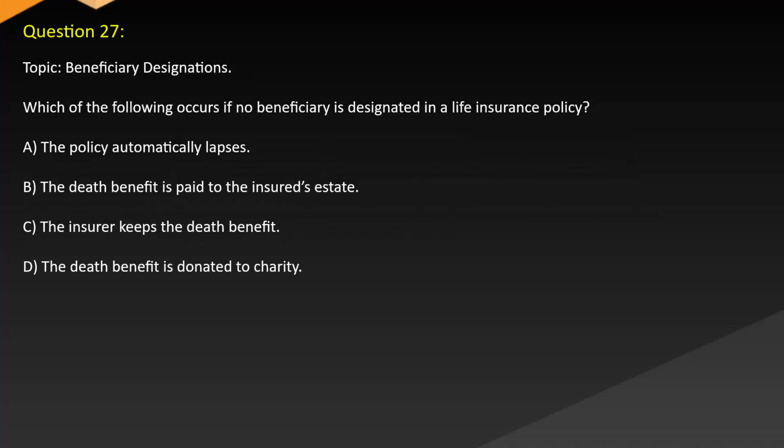Question 27. Topic: Beneficiary designations. Which of the following occurs if no beneficiary is designated in a life insurance policy? A. The policy automatically lapses. B. The death benefit is paid to the insured's estate. C. The insurer keeps the death benefit. D. The death benefit is donated to charity.